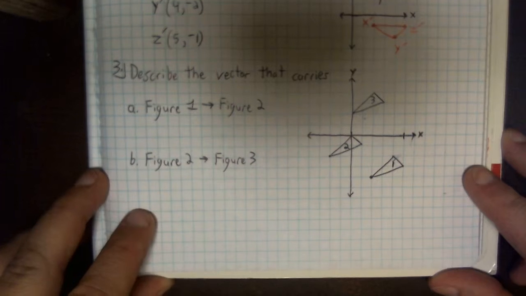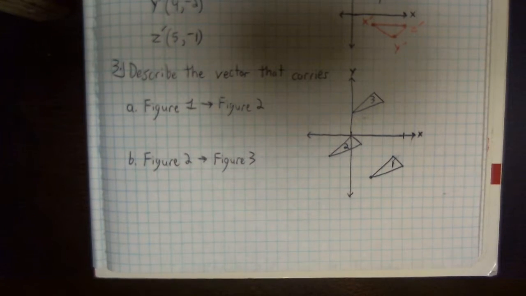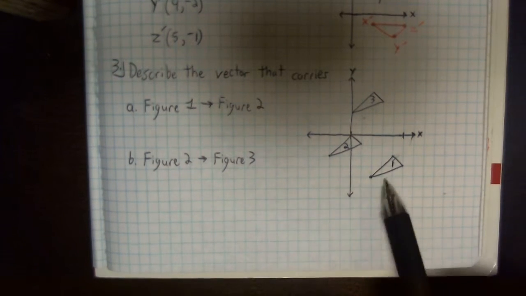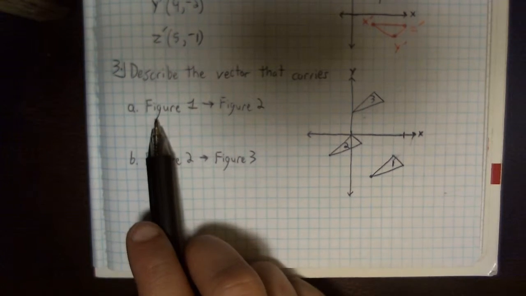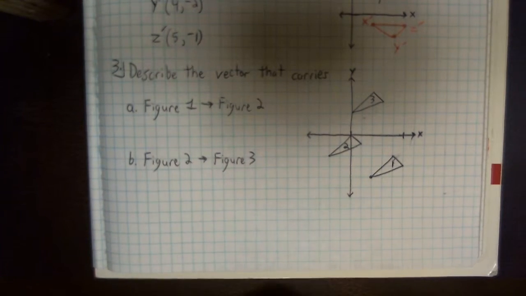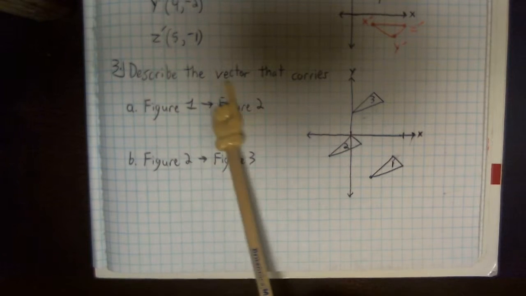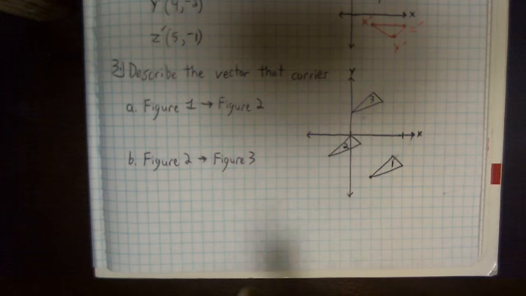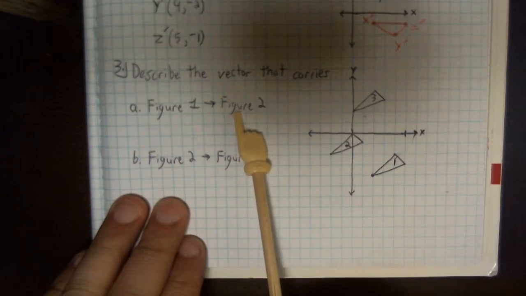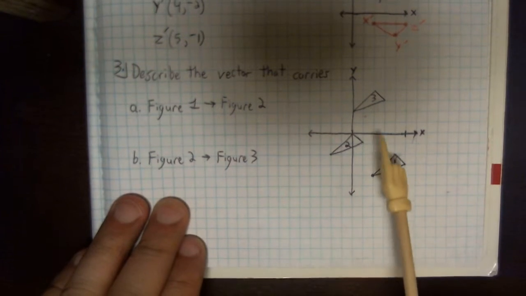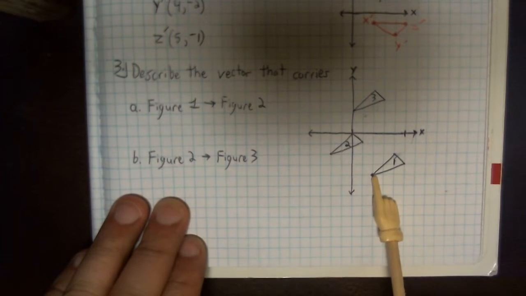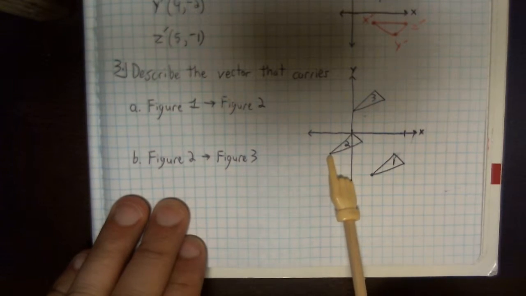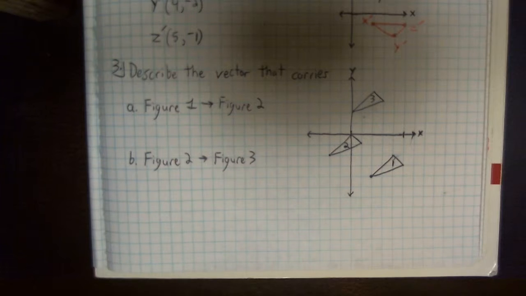Let's see if we can work backwards now. Here, they give us shapes, and they tell us where it started and where it's going to end. The directions say things like, describe the vector. So we know that we're just moving a shape from one place to another. So, if we're looking at figure 1, mapping onto figure 2, what we're looking for is, what would we have to move this point along to make it go from here to here? This is easy enough to do by just counting.